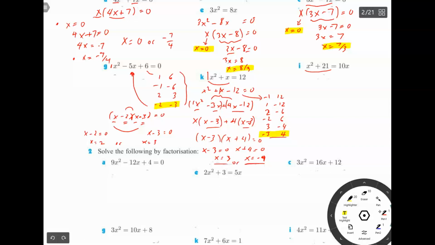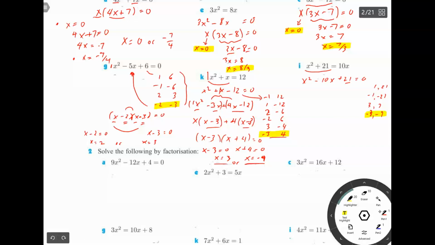So first thing, we need to get everything on the left side because you can't factor unless the right side is 0. So I'm going to subtract 10x from both sides. And then now I'm going to write all the factors of positive 21, which would be 1, 21, negative 1, negative 21, 3, 7, or negative 3, negative 7. Those are the 4 pairs. And now I need to figure out which one of these pairs adds up to negative 10. Well, that's pretty easy, right?